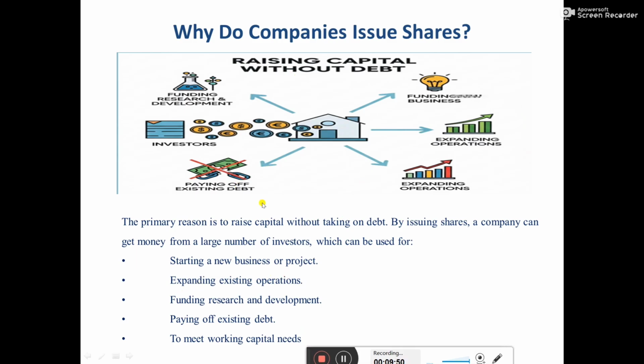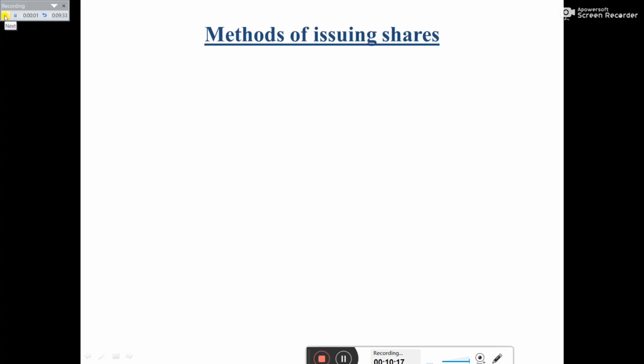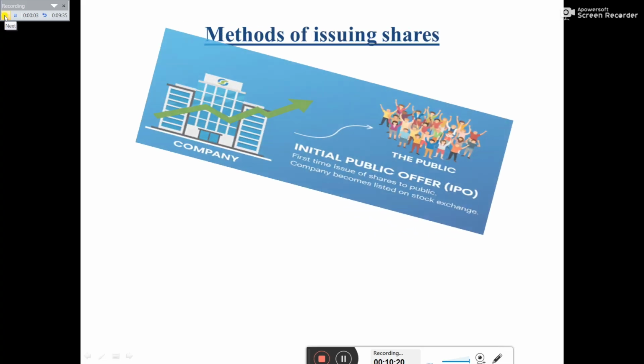If the company has any ಸಾಲ, any debt, and if they want to reduce the debt, they go with the issue of shares. And working capital requirement. See here, working capital requirement, regular working capital, day to day business ನ ರನ್ ಮಾಡಕ್ಕೆ, if the company has a shortage, then at that particular time also the company goes for issuing the shares. Next, move on to methods of issuing shares.